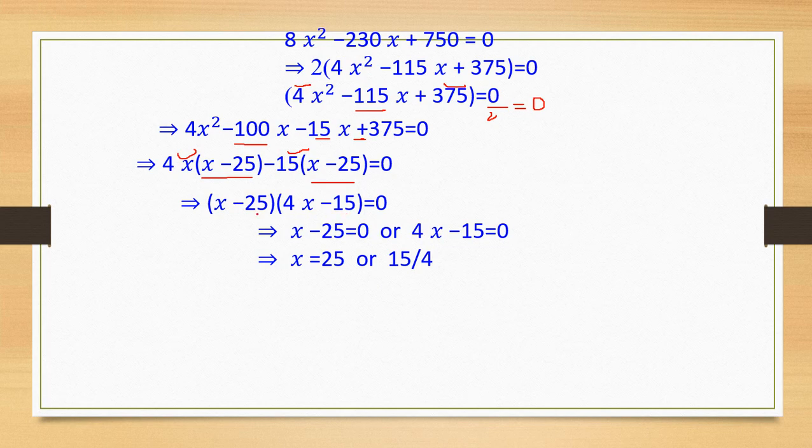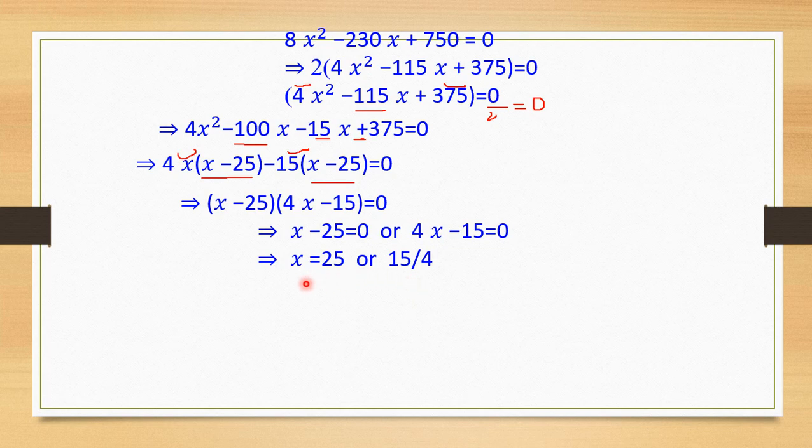So we can equate both the factors with 0, that is x minus 25 is equals to 0 and 4x minus 15 is equals to 0. So by x minus 25 is equals to 0, we get x is equals to 25, and by 4x minus 15 is equals to 0, we get x is equals to 15 upon 4. Now here the values of x are 25 and 15 upon 4.